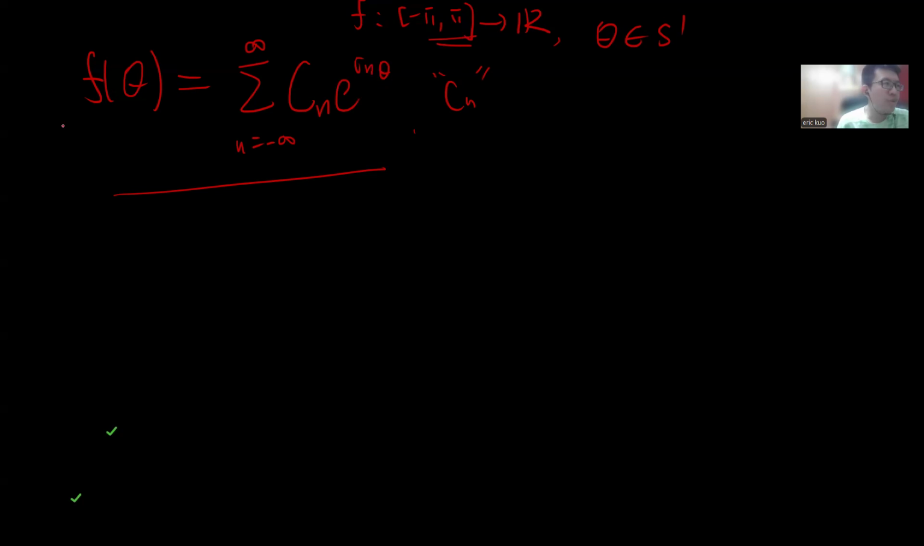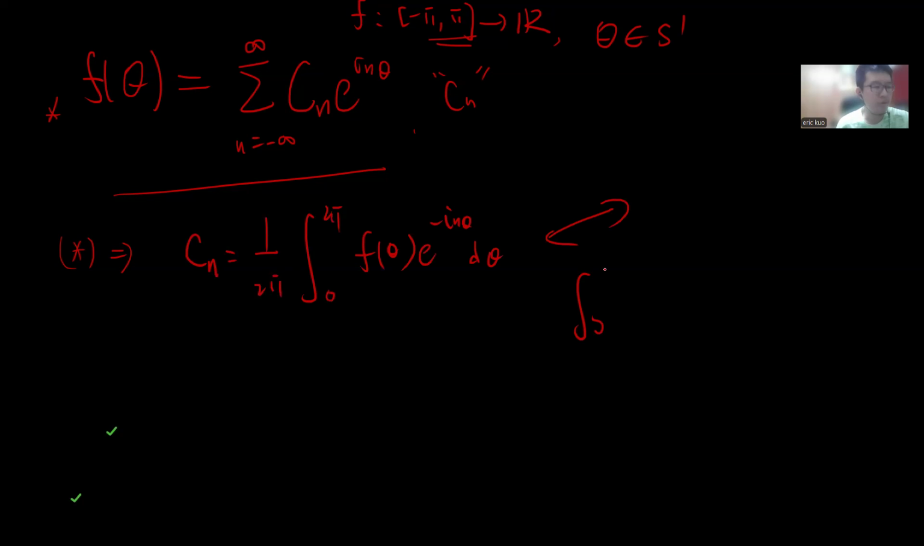But let's say you believe this is true. Then it immediately implies that you can write down Cn naturally as 1 over 2 pi, the integral from 0 to 2 pi of f of theta times exponential minus i n theta d theta. This uses the orthogonality relation: the integral from 0 to 2 pi of exponential i (m minus n) theta d theta is 2 pi times delta mn. If this is trivial to prove, it immediately implies that Cn is this.